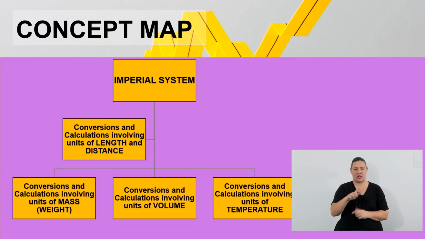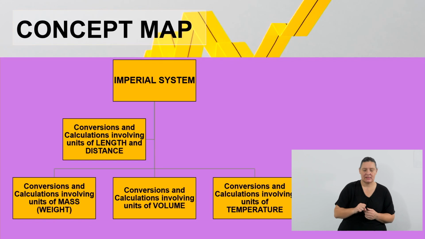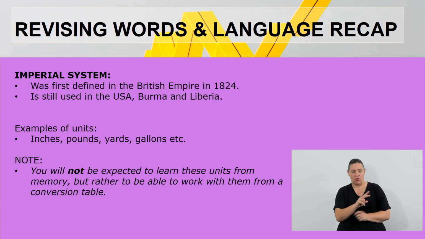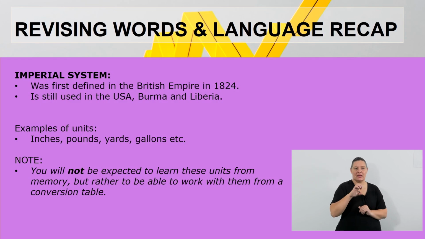So today we've looked at the imperial system. We looked at conversions and calculations involving units of length and distance, mass, volume, and temperature. We also saw that the imperial system was defined by the British Empire in 1824. It is still used in the USA, Burma, and Liberia. Examples of units are inches, pounds, yards, and so on.